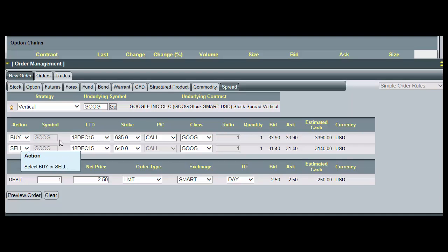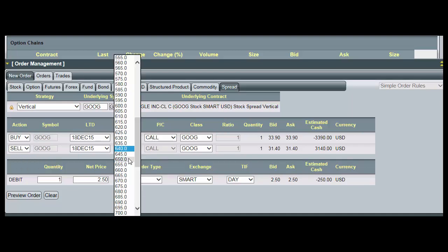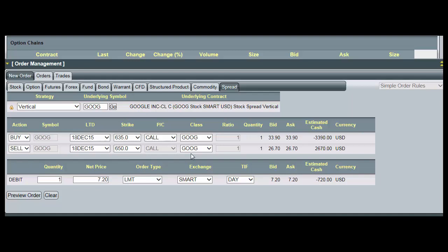Now the second part of the trade, they've populated to 640. We're going to change that to 650. And you can see here that they're giving us a bid of around 720. We're going to look for 710. I need to pay 710 for this particular trade.